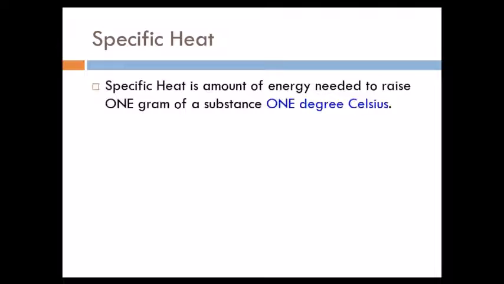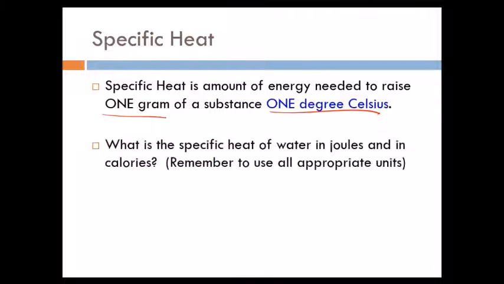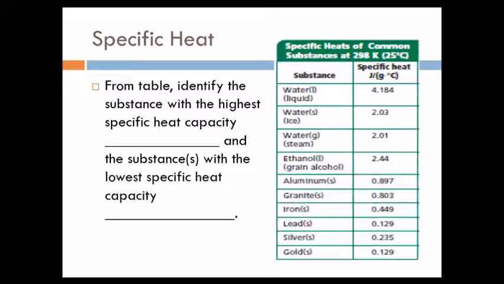Specific heat, also from back in Unit 2, because it's a physical property of all substances. It's the amount of energy needed to raise 1 gram of a substance 1 degree Celsius. So it's for warming and cooling. Specific heat of water in joules and calories: 4.184 joules per gram degree Celsius, 1 calorie per gram degree Celsius. Those values will be important to use in the problems.